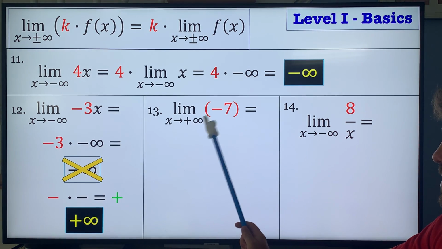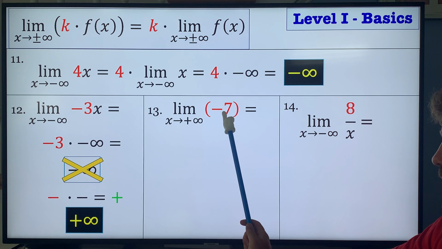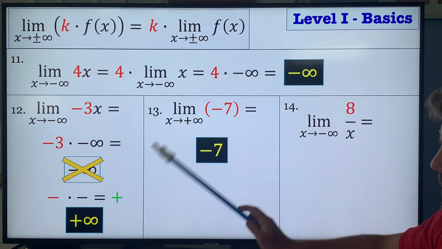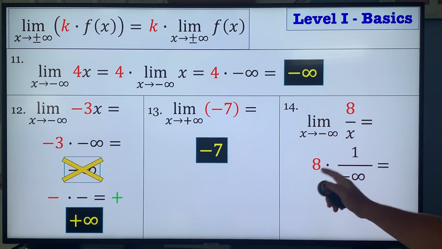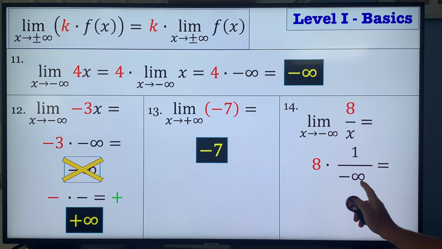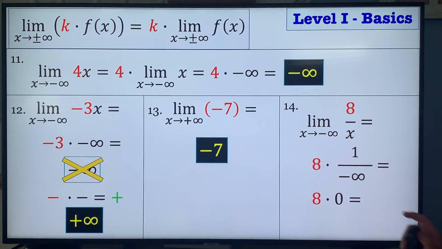What is the limit of a constant as x approaches positive infinity? It doesn't matter. Limit is negative 7. Even if this was a negative infinity, it would still be negative 7. The limit of 8 divided by negative infinity. Well, 8 times 1 over infinity. What's 1 over negative infinity? 0, as we said before. Any number times 0 is 0. Got it? Awesome.